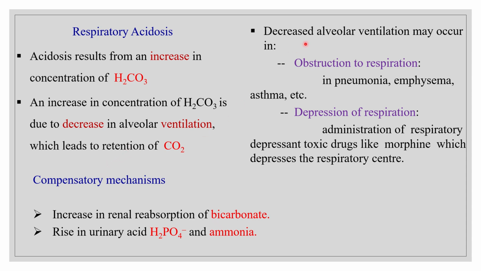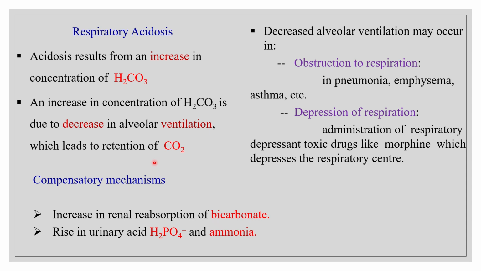So this condition, decreased alveolar ventilation, may occur due to some obstructions in respiration, in pneumonia, in emphysema, and asthma. So lung capacity is lost, so alveolar ventilation is decreased. Keep that in mind. Then the second cause can be depression of respiration. That can be due to the administration of respiratory depressant toxic drugs like morphine, which depresses the respiratory centers.